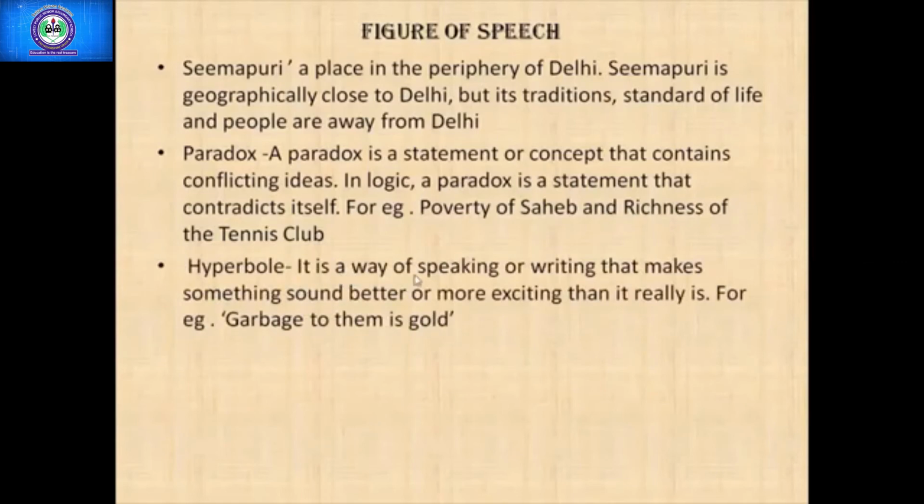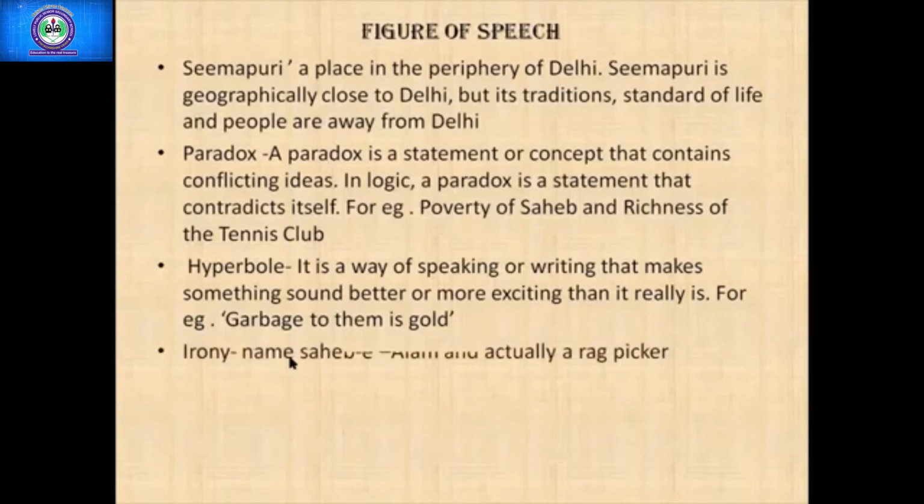Hyperbole. It's a way of speaking or writing that makes something sound better or more exciting than it really is, like exaggerating things. For example, garbage to them is gold. So fine, garbage is precious, but comparing it with gold is exaggeration. Irony. The name Saheb-e-Alam. Actually, Saheb-e-Alam is a rag picker, but his name means Lord of the Universe.